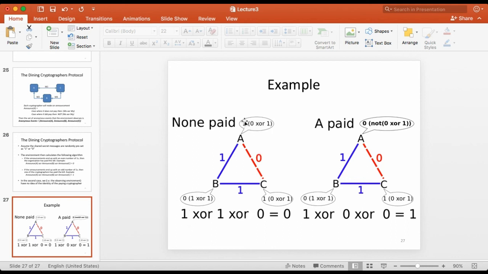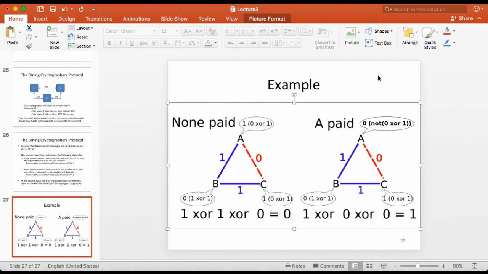So once the environment obtains these 3 results, it will then perform this operation here, which XORs those 3 results, and 1 XOR 0 XOR 1 is equal to 0, which is an even number of ones, which basically means that the organization has paid for the dinner.